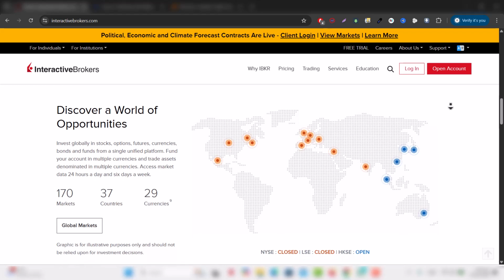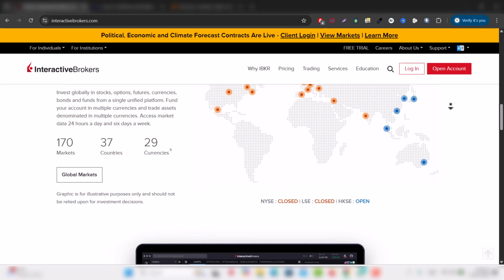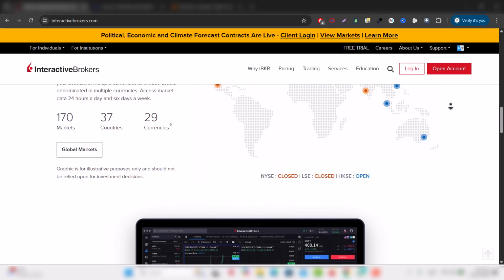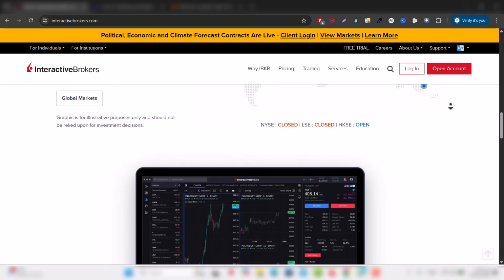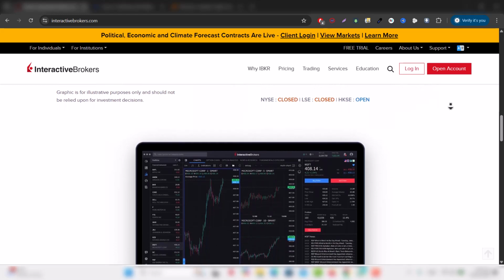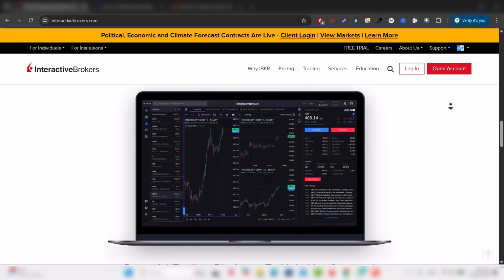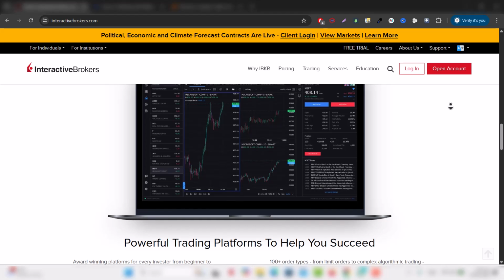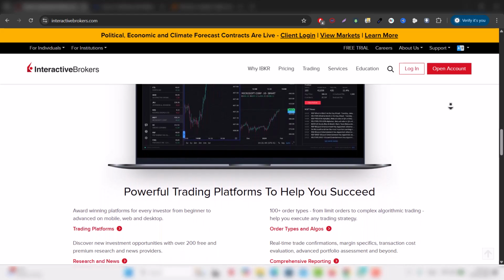On the downside, the platform is quite complex. The interface, especially its desktop version, can feel overwhelming for new investors. Learning to use advanced order types, margin, or international markets requires time, and there are additional costs like market data subscriptions or fees for certain types of trades. For someone buying a few Canadian or US ETFs to hold long-term, Interactive Brokers might feel like overkill.